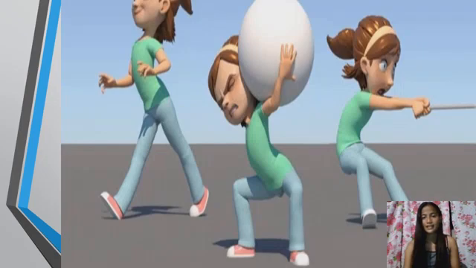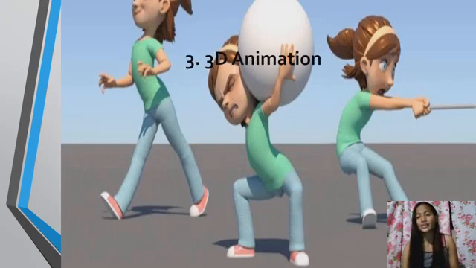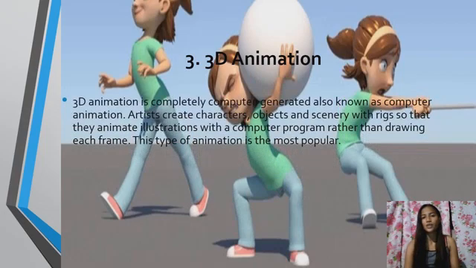So the next in line is the 3D animation. So when we say 3D animation, it is completely computer generated. This is also known as computer animation. So artists create character, objects, and scenery with rigs so that they animate illustrations with a computer program rather than drawing each frame. So this type of animation is the most popular.